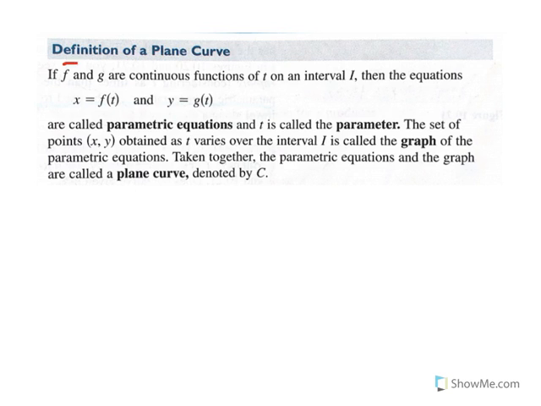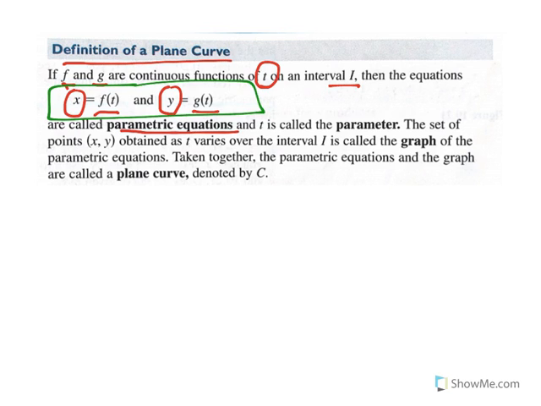So here we have the definition of a plane curve. If f and g, those are your parametric equations, are continuous functions of the parameter t on an interval I, then the equations f of t, which tells you x coordinates, and g of t, which tells you y coordinates, are called parametric equations. So you have a set of two parametric equations. And t is called the parameter.